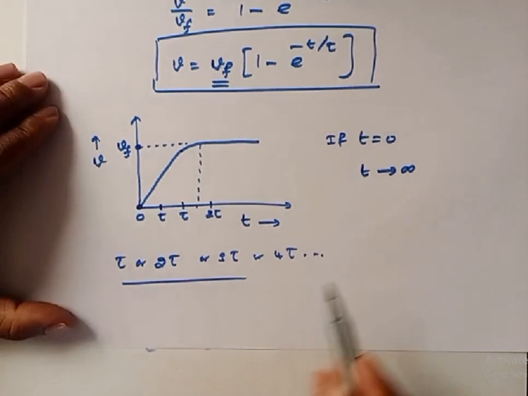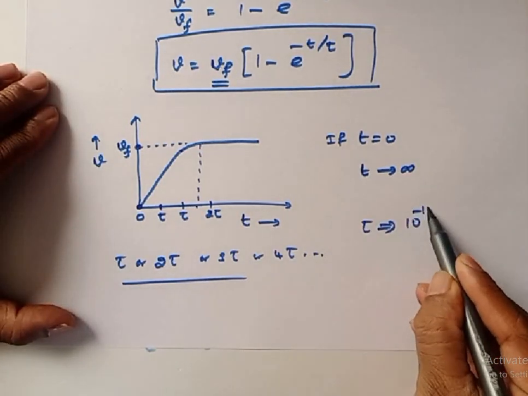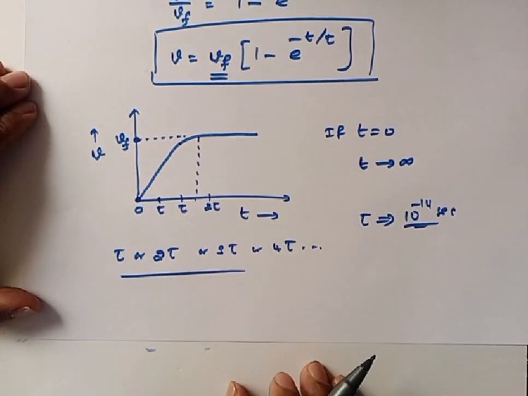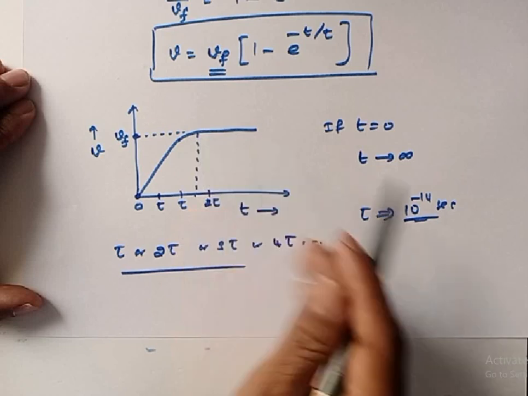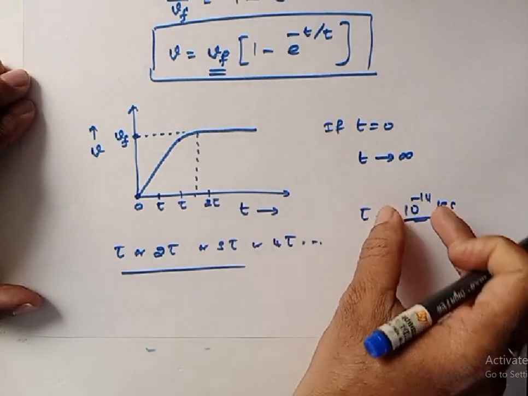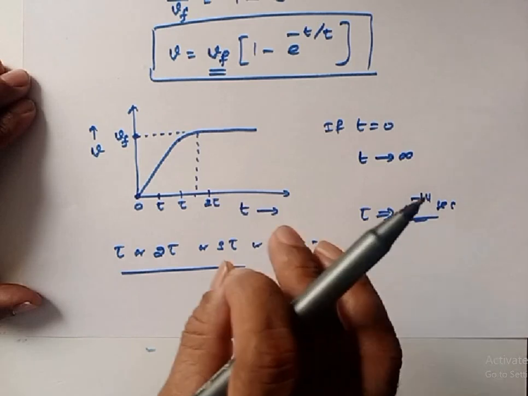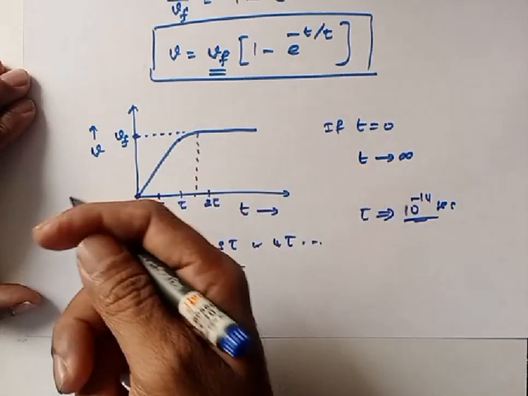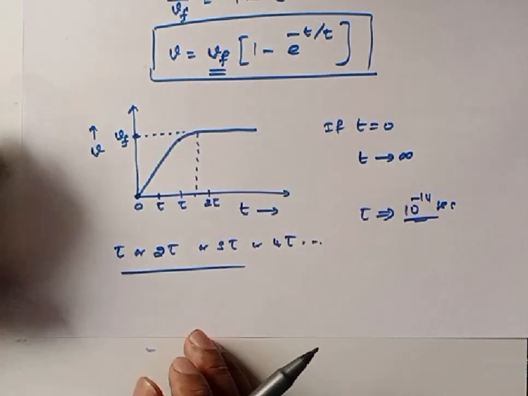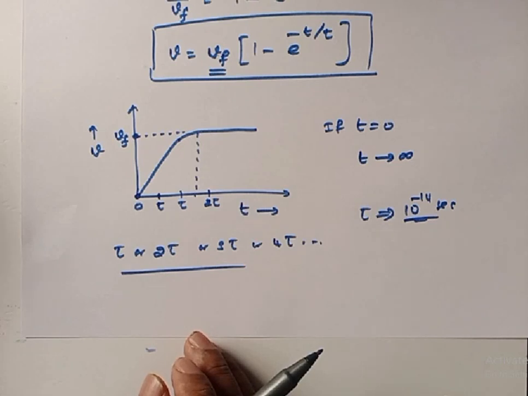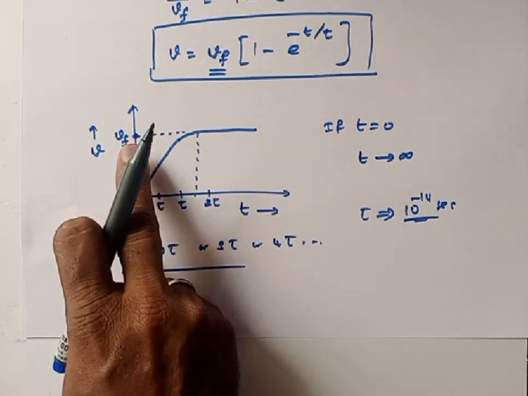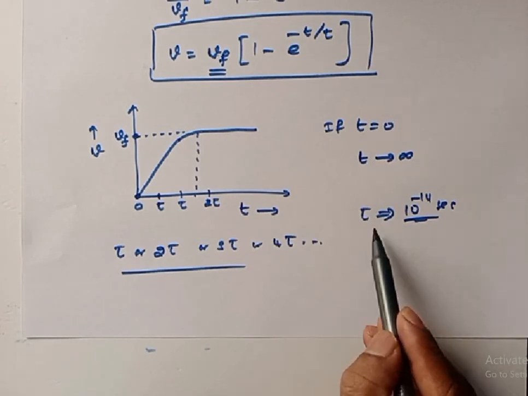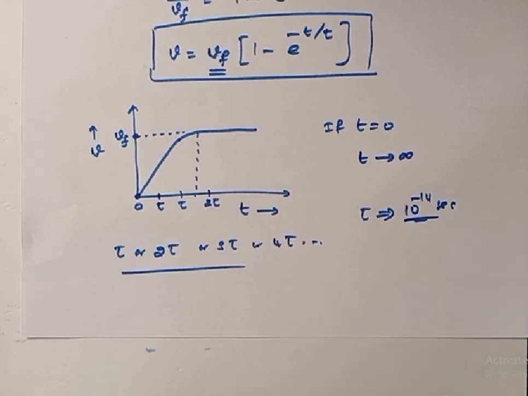Listen, the tau values I have told you are roughly in the range of 10 power minus 14 seconds to 10 power minus 15, which is extremely small. So the electron reaches the final velocity in a very small span of time, 10 power minus 14 second. So that's why, when you do an experiment, you cannot even measure the increase in velocity, because the moment you apply the electric field, the electron will approach the final velocity immediately. So the velocity of the electron becomes constant. Clear?